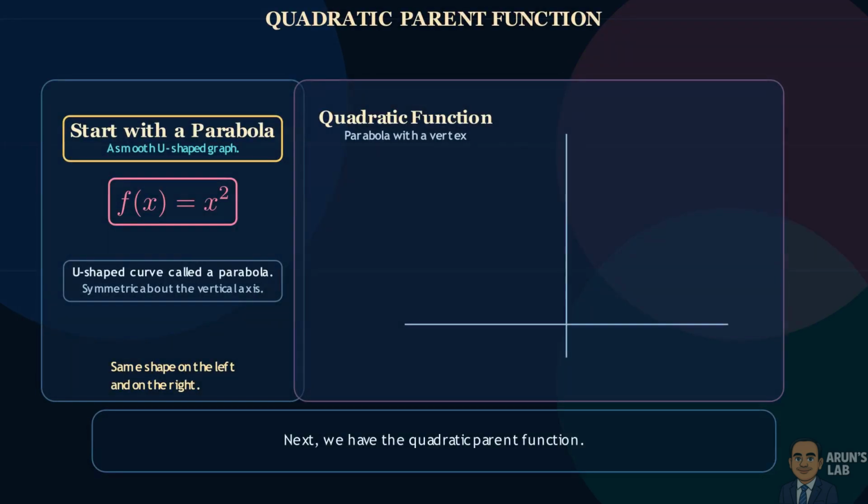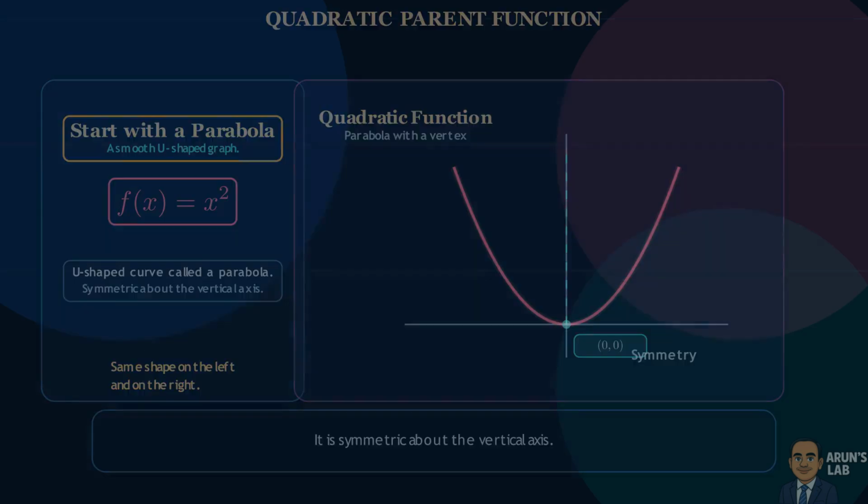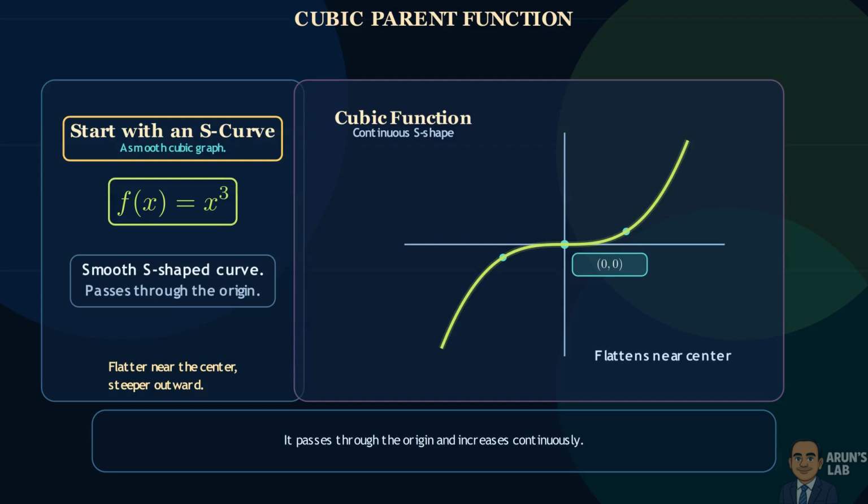Next, we have the quadratic parent function, f(x) = x squared. This produces a U-shaped curve called a parabola. It is symmetric about the vertical axis. Now let's look at the cubic parent function, f(x) = x cubed. This produces a smooth S-shaped curve. It passes through the origin and increases continuously.